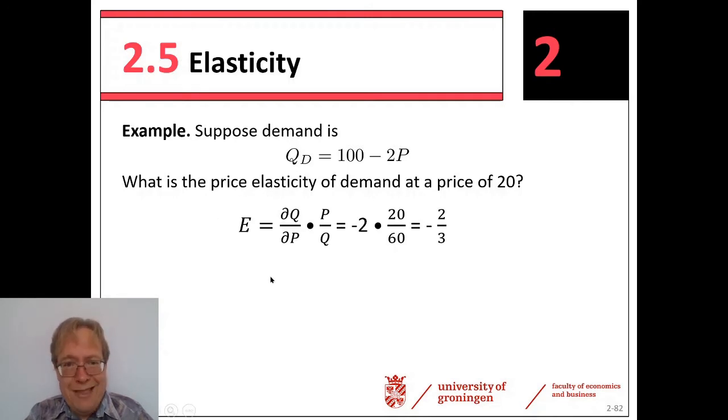So this was my equation for elasticity of demand. So just plug in the numbers. The derivative of Q with respect to P, that's just minus 2. You should have seen that already, otherwise you will get it in your mathematics class one of these days. And so that's my minus 2 here. What is P? Well, P is 20. What is Q? Well, if I plug in P is 20 here, then I get a demand of 60, right? So my P over Q, that's just 20 over 60. So if I simplify that, then my elasticity of demand at that price is minus 2/3.